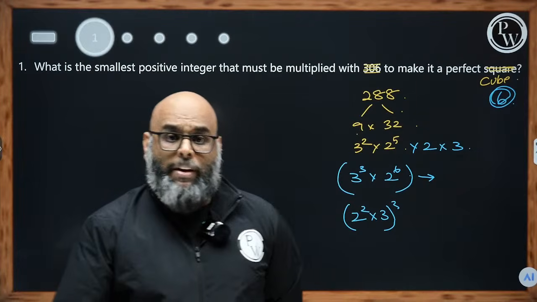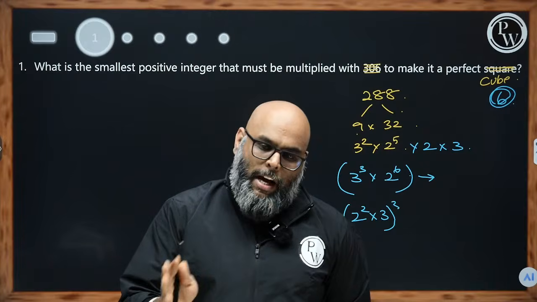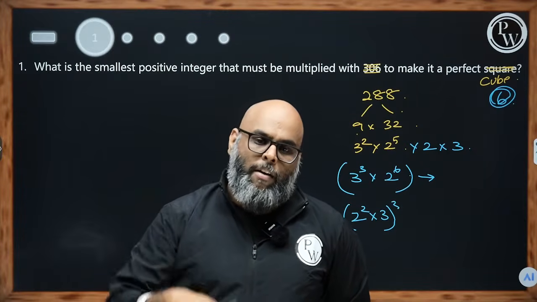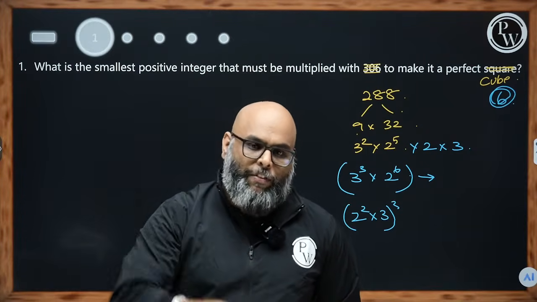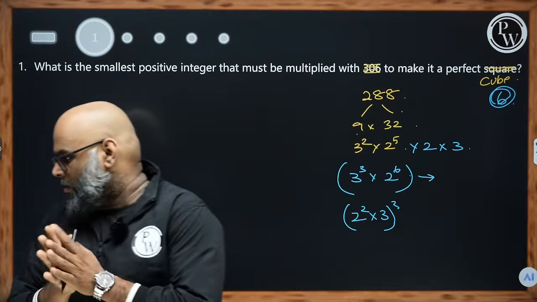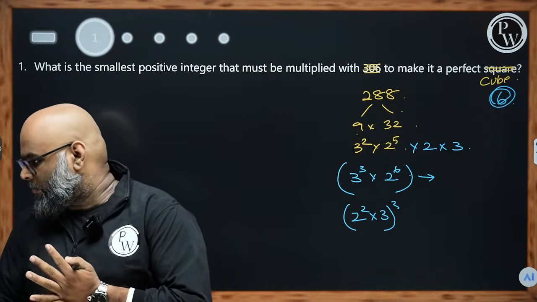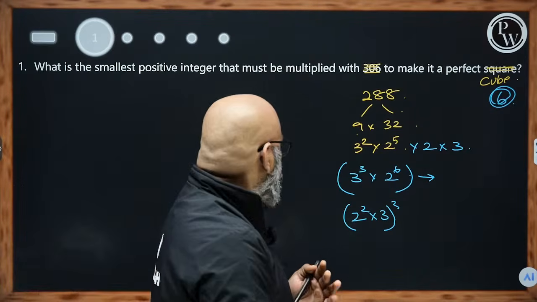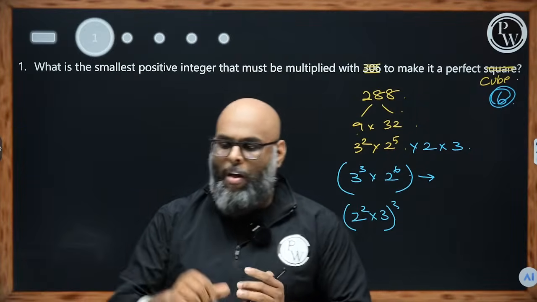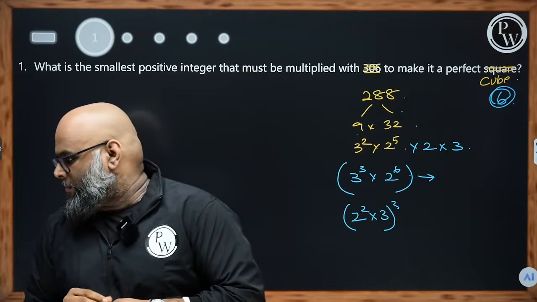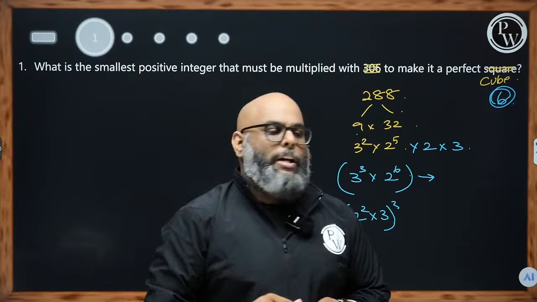Clear? Be very clear with the fact that the powers have to be multiples of n for that to be a perfect power of n. Right? Any doubts? Are we good with this now? Are we clear? Shall we hop on to the next question then?